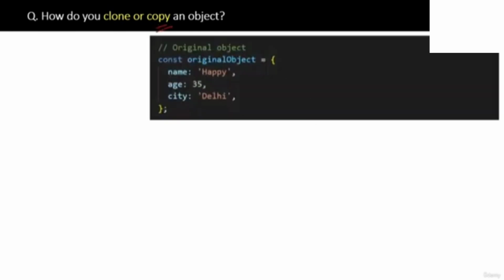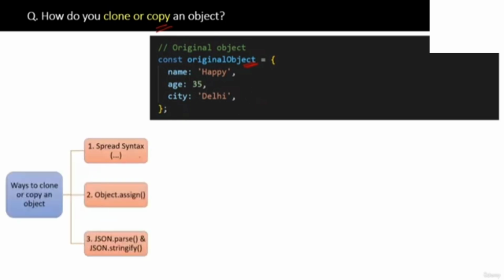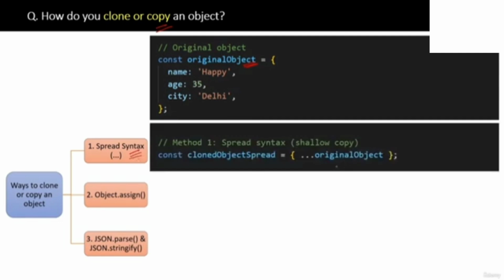How do you clone or copy an object? For example, we have this original object with us. Now, how to copy or clone this object? There are three ways to copy. The first one is spread syntax. Here is the code. These three dots are the spread operator. If you put this in front of the original object, then a copy of this original object will be created, and that copy can be stored in this cloned object spread. Okay, so that is one way.